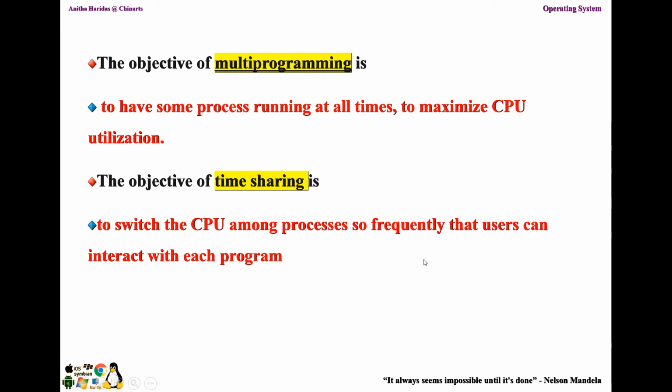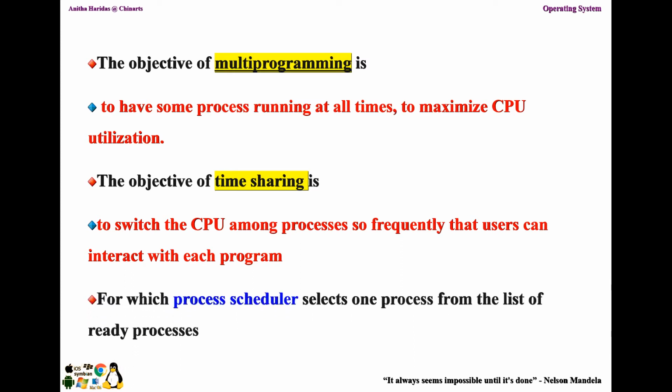So you are going to switch from one process to another process so that the users can interact with each program. Since the process switching is very fast, done in nanoseconds or microseconds, the users may not be able to tell which program is currently executed by the CPU. The user will feel that all the programs are running simultaneously. That is one of the main objectives of the time sharing environment.